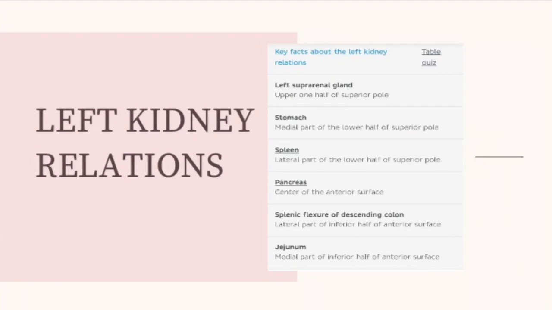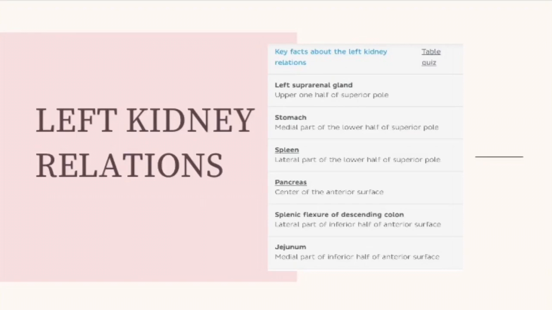Since the abdominal organs are not paired, the left kidney is not related to the same organs as the right kidney. In the left kidney, there are the left suprarenal gland, stomach, spleen, pancreas, splenic flexure of the descending colon, and the jejunum. The anterior surface of the left kidney, just like the right kidney, has the highest part of the superior pole covered with the left suprarenal gland.